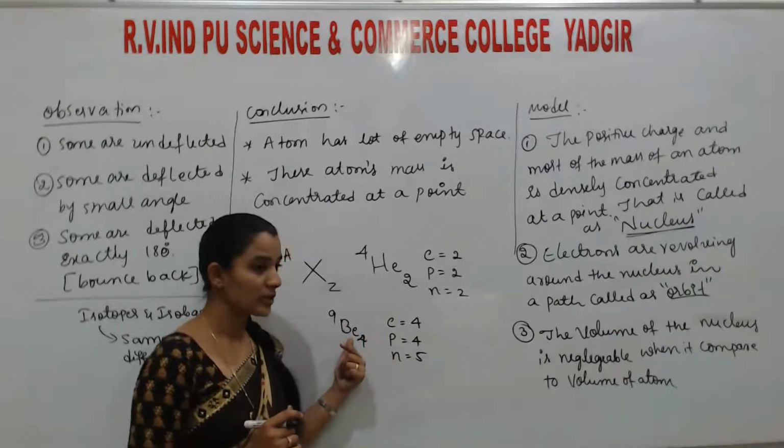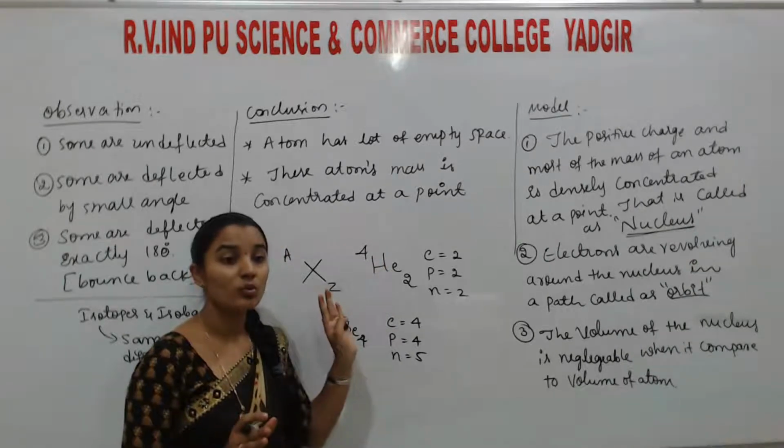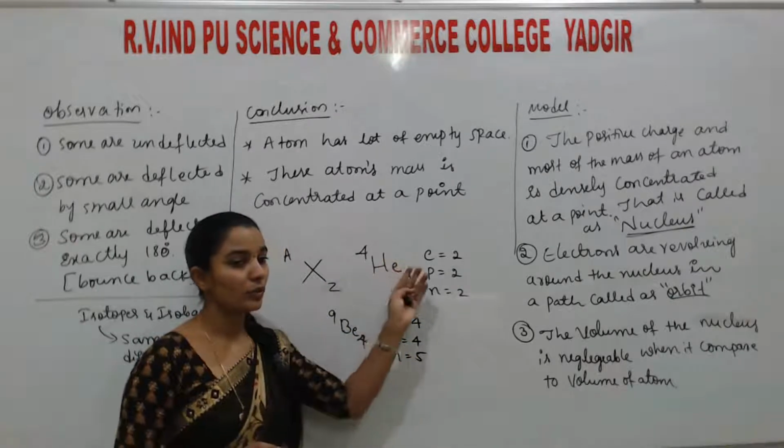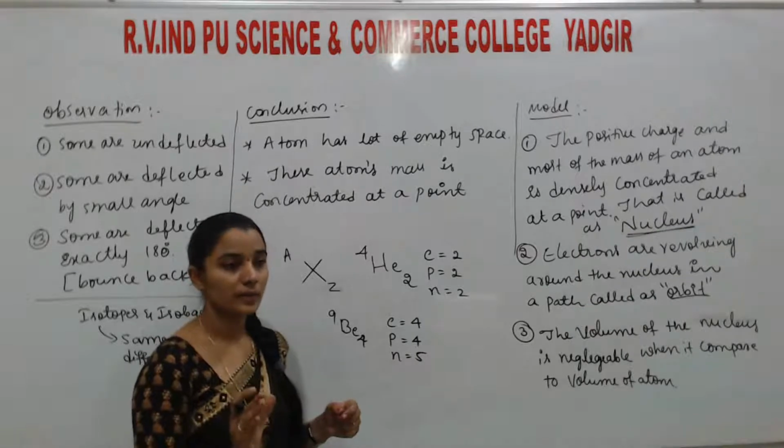They are not charges; it is not B plus or He plus. They are neutral molecules. So in neutral molecules, the number of protons and the number of electrons are always equal.